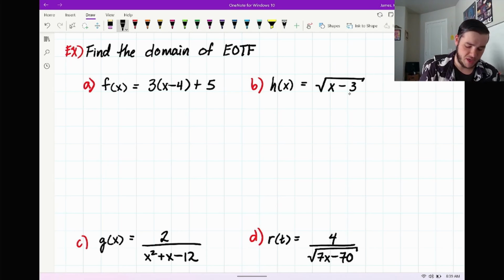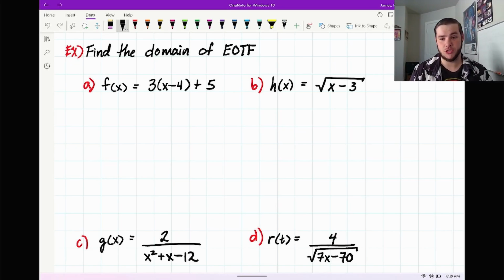For example, part B looks like a polynomial inside of a radical, right? So it's a composition of a polynomial with a radical. Same thing over here. It looks like a polynomial with a fraction, right? That's what we call a rational function. That would be a composition of simpler functions.